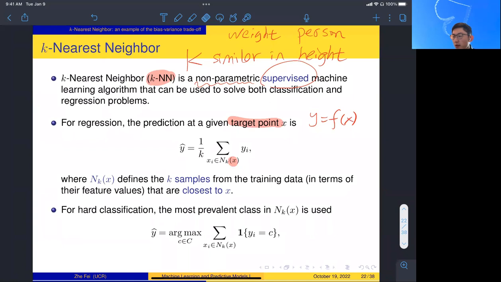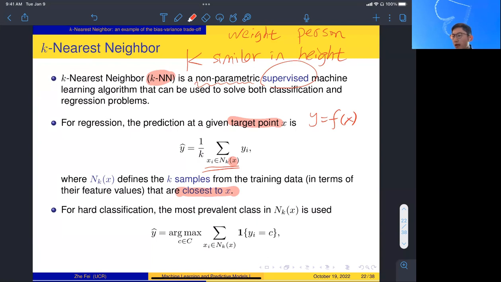In order to predict this y based on the target point x, we want to find these xi's, the xi's in our training data D_n. Then N_k defines the k samples from the training data that are closest to x. That's the neighborhood that we define. If we think of the height as x, we want to find the people most similar in height to our target x, and k samples means k neighbors.